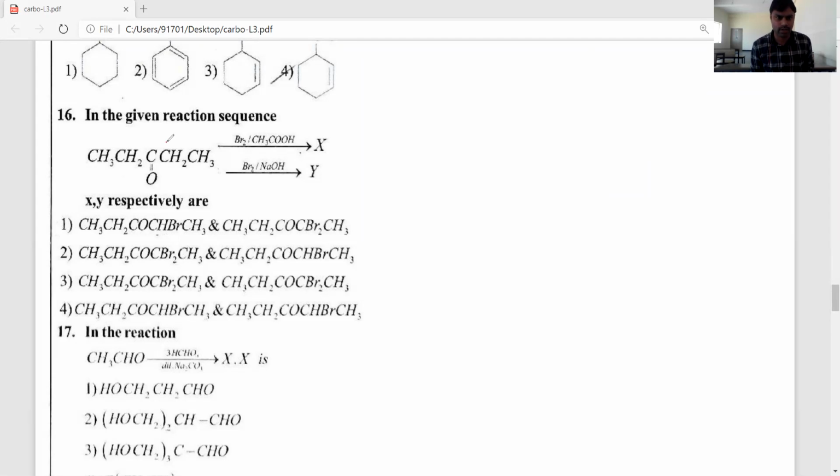This is the more acidic proton. So here two alpha carbons are present, but bromination, that is halogen substitution at the alpha position, happens with bromine in the presence of acetic acid, and here with bromine in the presence of sodium hydroxide base. Acetic acid is a polar solvent. So the bromine is more reactive and it is a non-polar solvent.